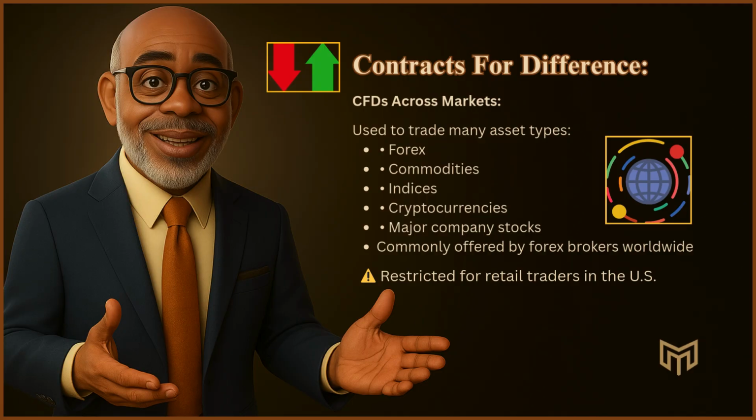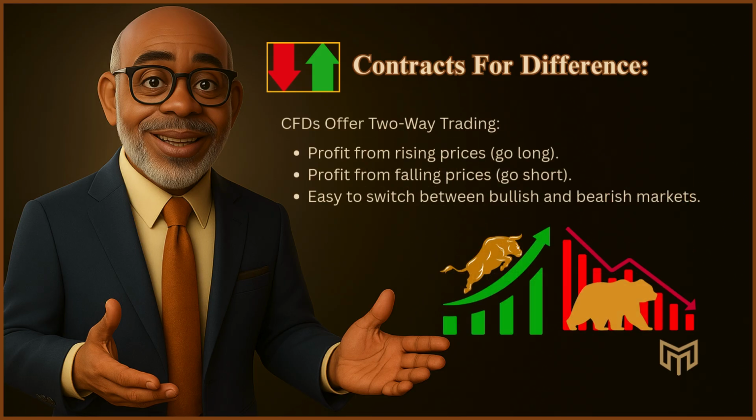CFDs aren't limited to just one market. Traders can use them to speculate on Forex, commodities, indices, cryptocurrencies, and even stocks of major companies. CFDs are commonly offered by Forex brokers around the world, but they're not permitted for retail traders in the United States. U.S. regulations ban brokers from offering CFDs to U.S. residents. Unlike traditional investing, where most beginners only buy and hope prices rise, CFDs let traders easily profit in both bullish and bearish markets. They can go long or short with a single click, without the extra steps or restrictions of short selling.